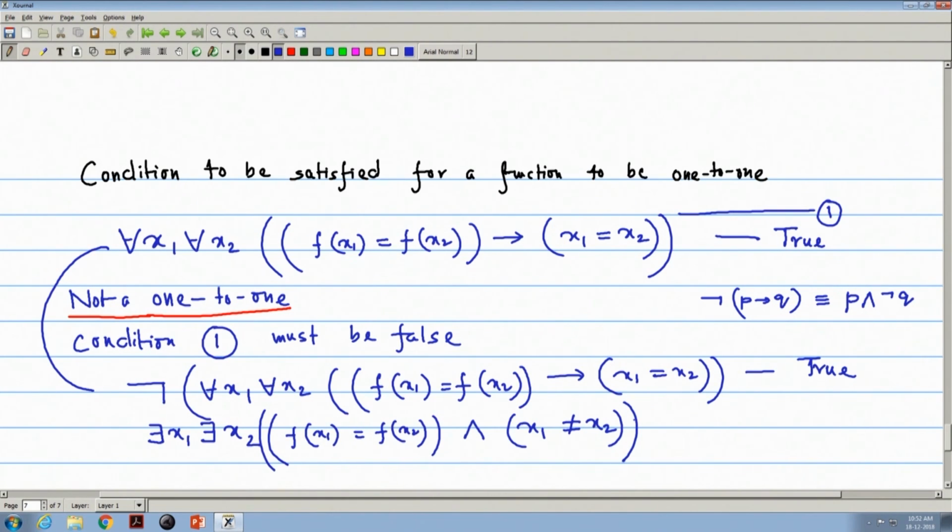So, whenever an exam problem is given, if we have to show that the function is one to one, then we have to show equation 1, and if we have to show that the function is not one to one, then we have to show this thing. That means, there exists x1, x2 for which f of x1 equal to f of x2 and x1 not equal to x2.